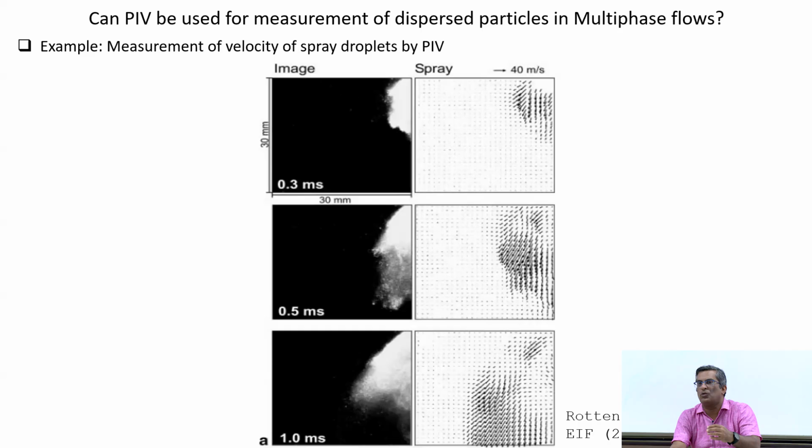In this case, you do not have seeding particles. You have dispersed particles, which are droplets in this case. So, the velocity that you get here is actually the velocity of the spray. It is not that of the gas flow. That is what you have to remember.